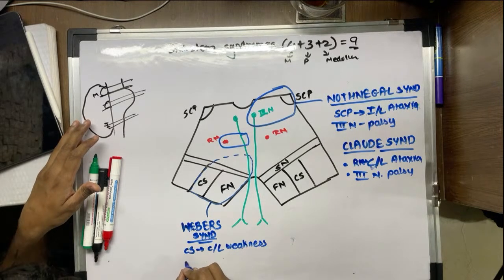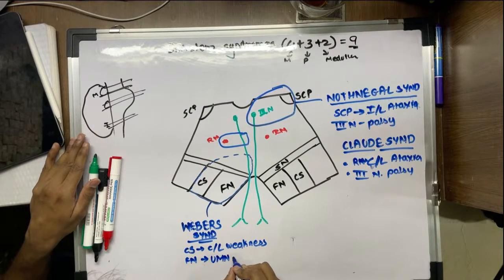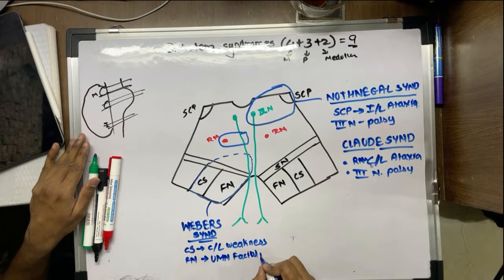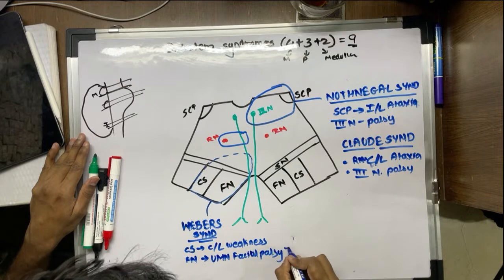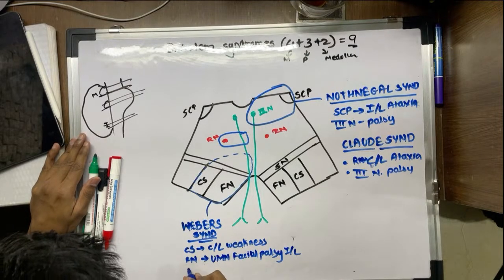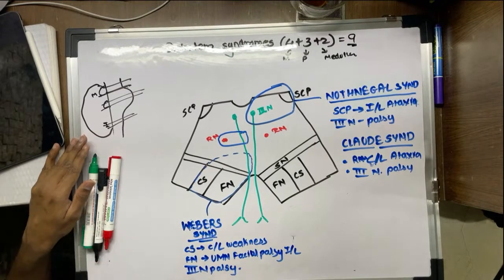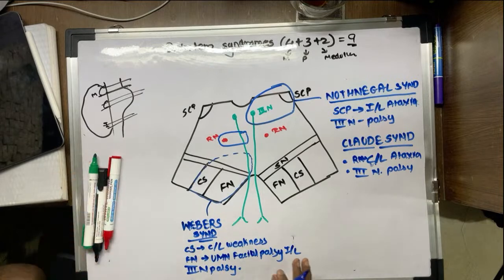Alright. Then the facial nucleus is involved, so it will be an upper motor neuron type of facial palsy, and it will be ipsilateral. Now, what is involved next? Third nerve nucleus, third nerve palsy. That's it. This is all you have to remember about Weber's.